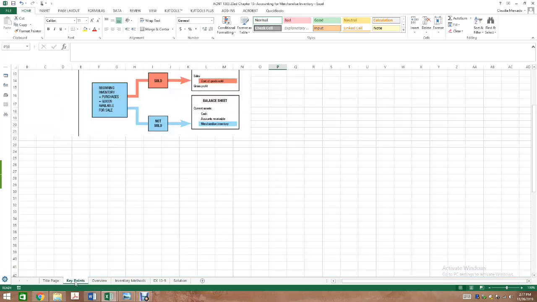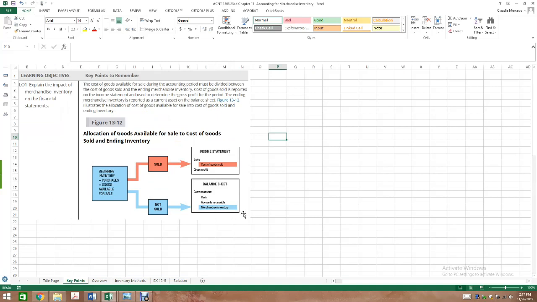I'm going to get started with learning objective number 1 in this chapter, which is explaining the impact of merchandise inventory on the financial statements. We utilize an account called merchandise inventory. Merchandise inventory is an asset account. We own that inventory.